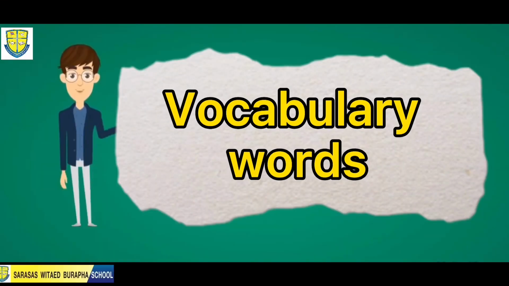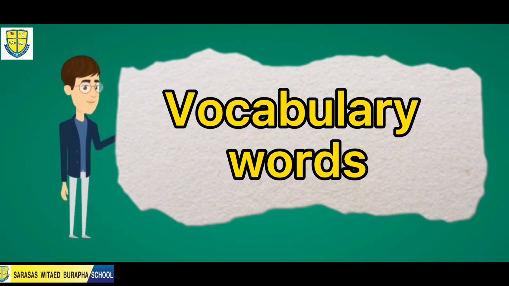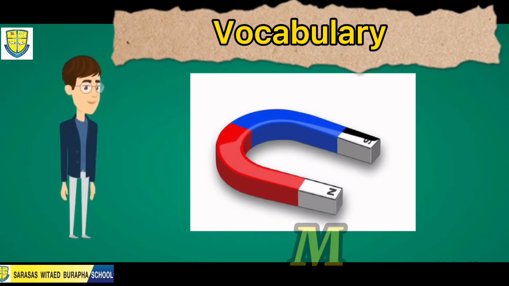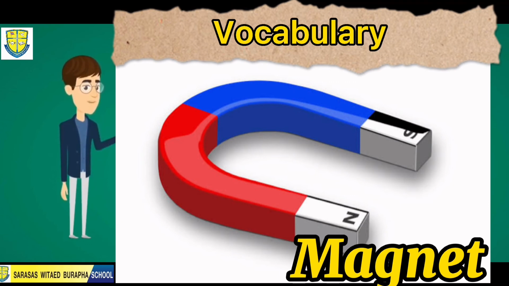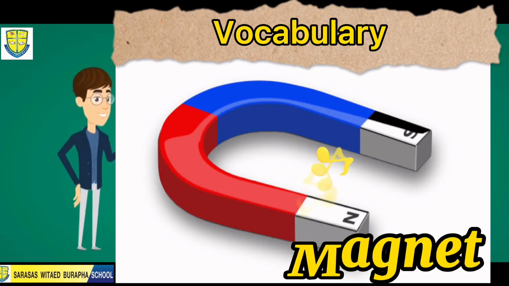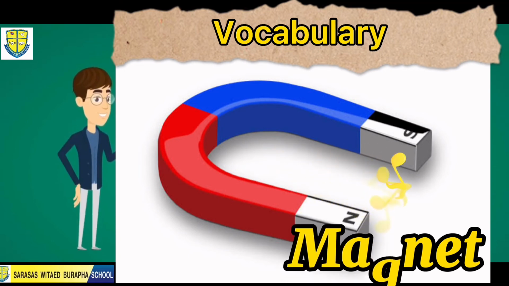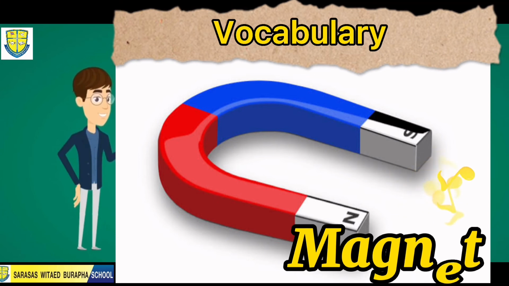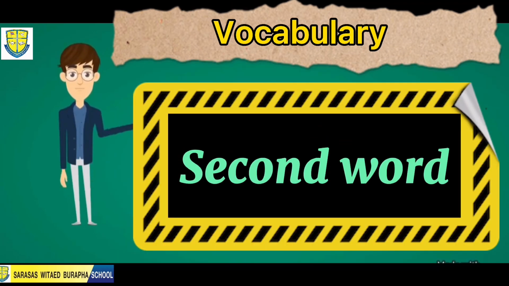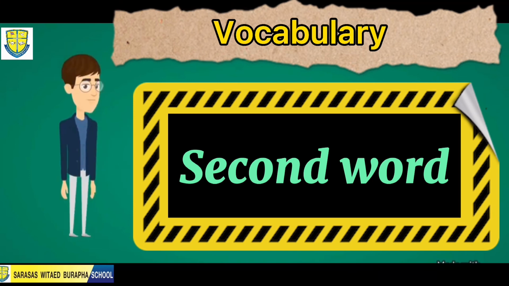Now, let's proceed in our vocabulary words. Let's start with our first vocabulary word, magnet. Magnet. Now, let's spell the word magnet. It's M-A-G-N-E-T. Magnet. Very good. Our second vocabulary word is attract.